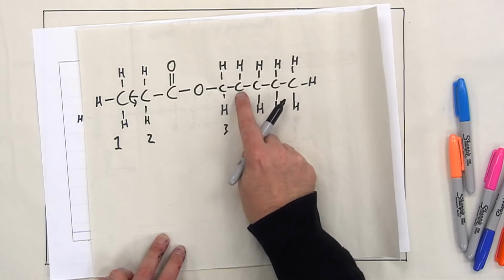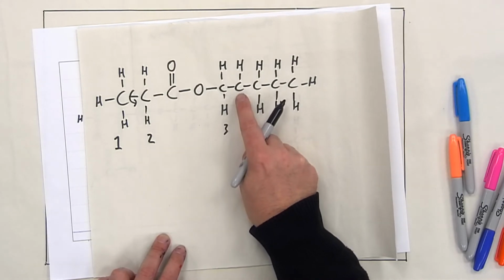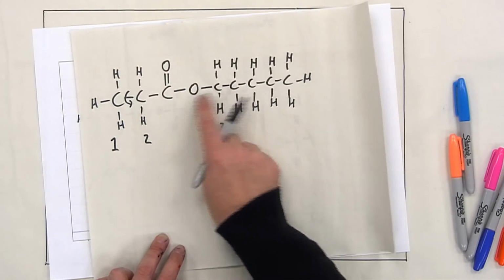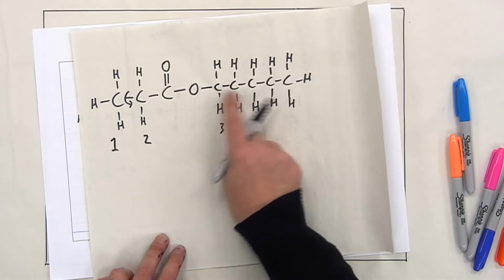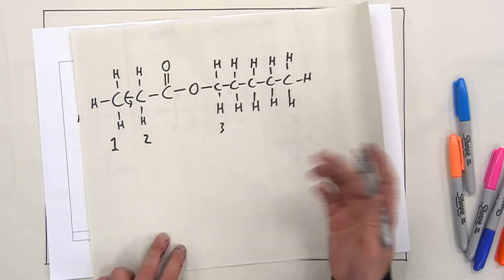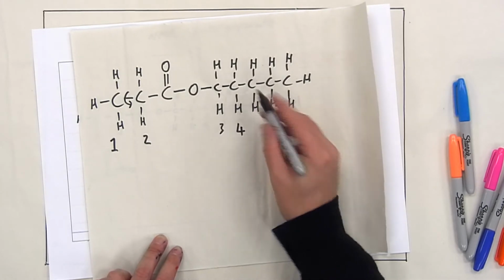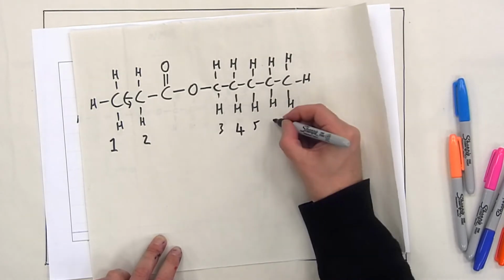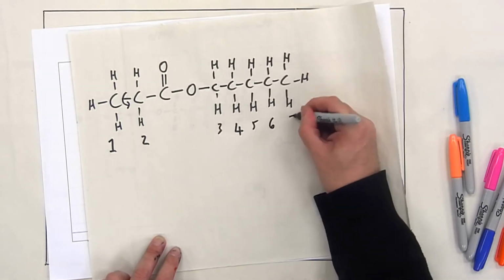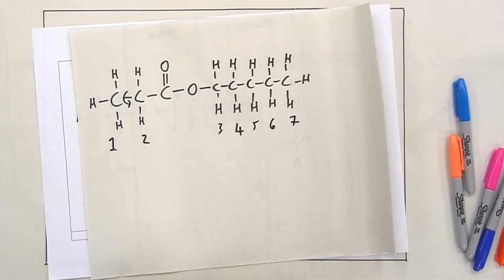Then as we go along the chain, hopefully we can see that they're all going to be different because they're all going to be further away from the oxygen, aren't they? So this one is 2 away, that one is 3 away, etc. So this will be a fourth chemical environment. These hydrogens here will be a fifth chemical environment. Those two will be a sixth. And those last 3 will be a seventh. So the right answer was actually 7 chemical environments.